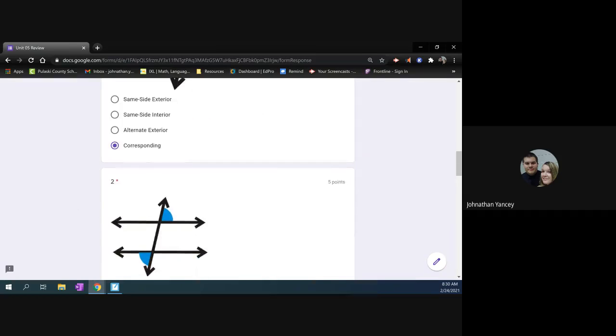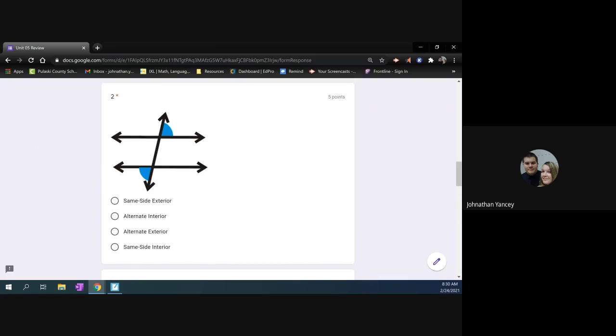I like how Tucker just yells out the answer the first thing he sees. All right, question 2. Same side or alternate sides? Alternate. Matthew rules out half of them. Are they interior or exterior? Yeah, they're on the outside of the parallel lines. Alternate exterior.